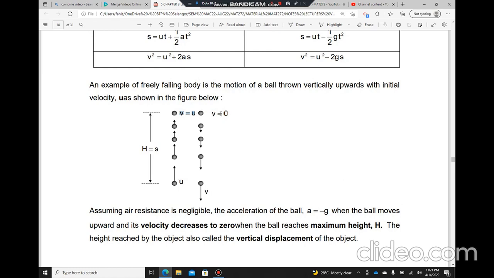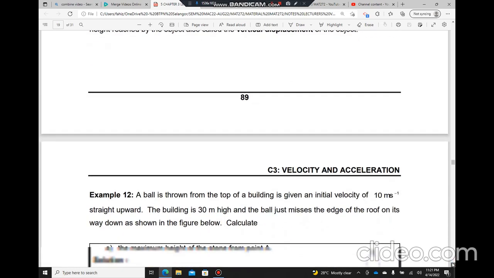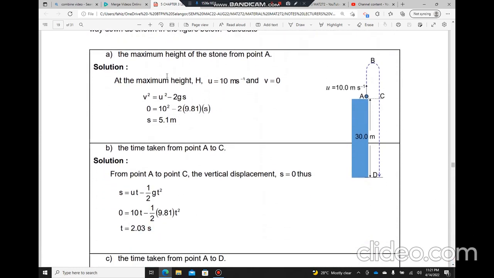Laju sama dengan U, tapi laju maksimum V equals to 0. Okay, so this one at maximum height, H, U equals to 10 and V equals to 0. So you can use this formula. Since V kita dah ada, means 0, and then U is 10 minus 2, gravity is 9.81, and S, we need to find S or maximum height. So when we solve this equation, we get S equals to 5.1 meter.